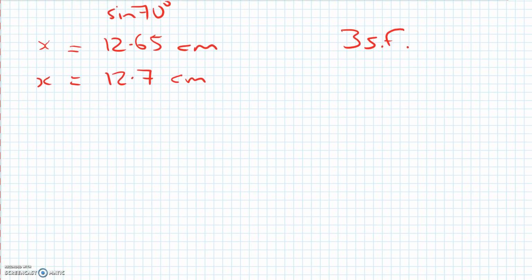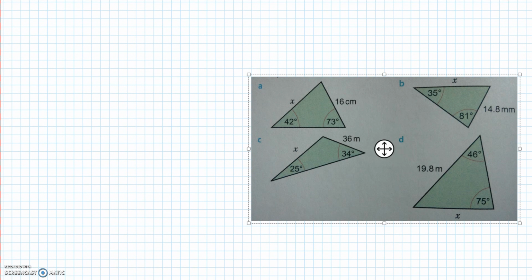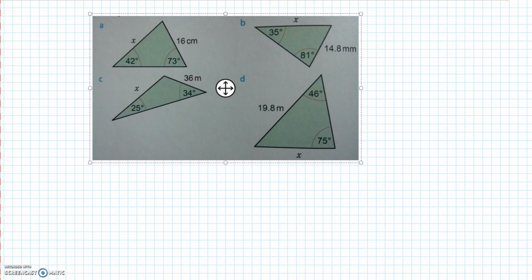Okay, if you understood that, have a go at these.